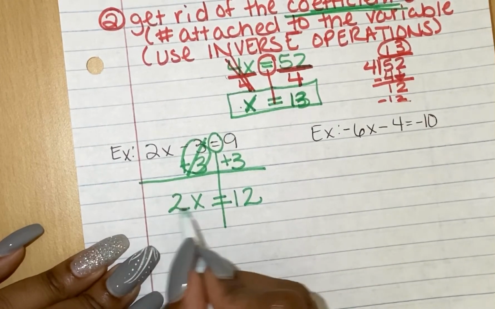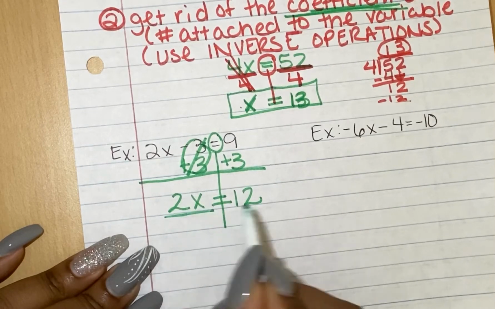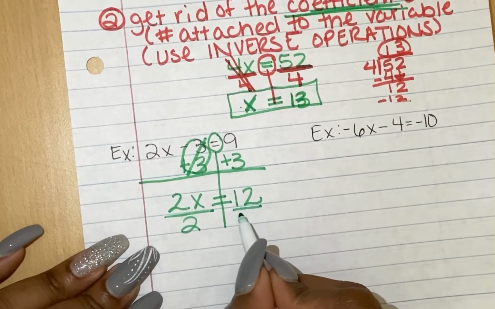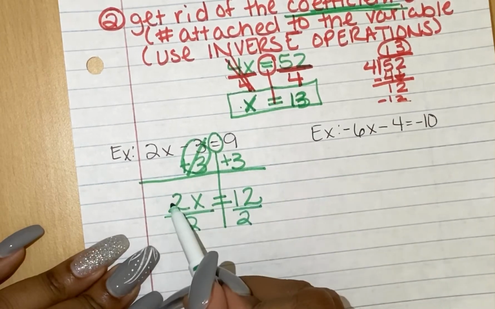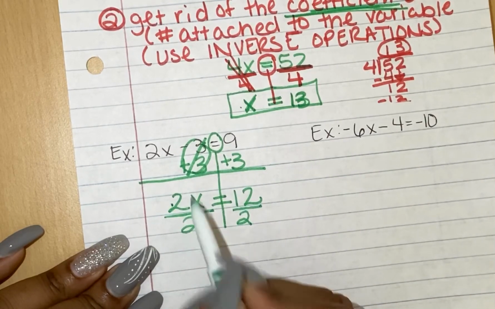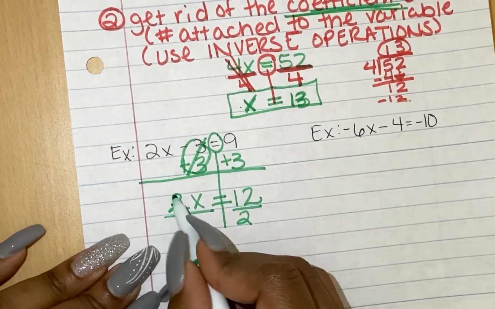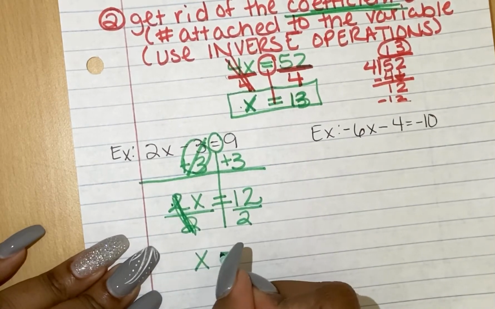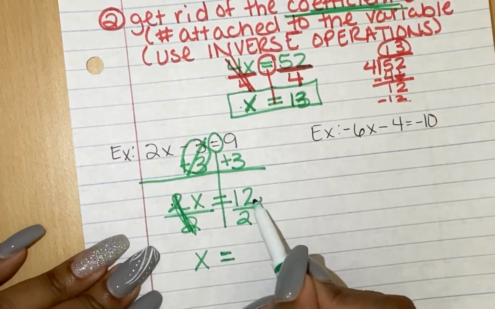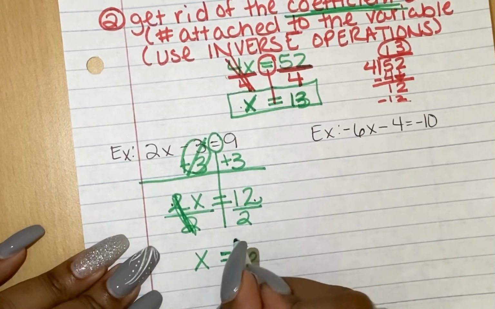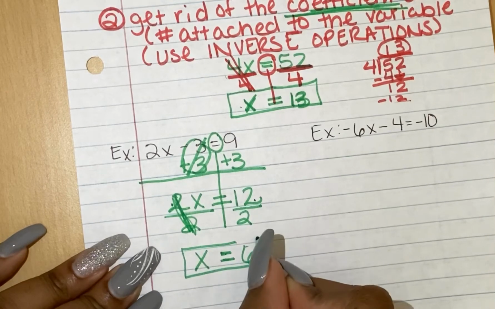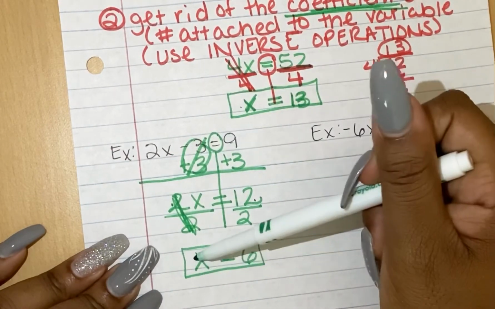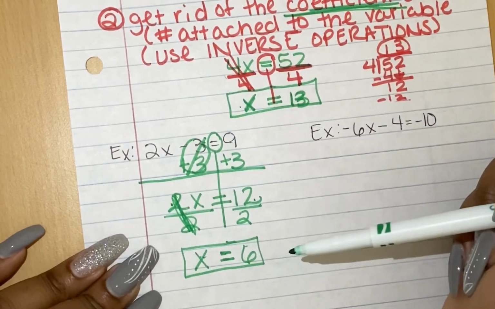Since they're multiplied together, I need to divide by 2. What you do on one side, you do to the other. 2 divided by 2. These 2's cancel out here. X is by itself. Bring down your equal sign. 12 divided by 2 is 6. So 2x minus 3 equals 9. X is equal to 6.